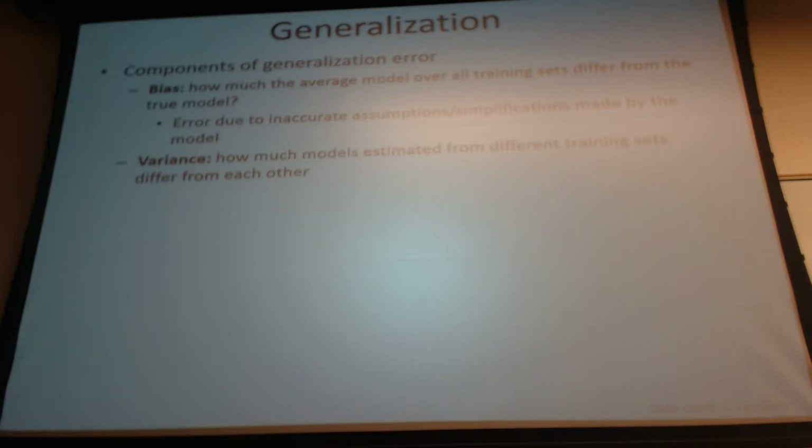So bias and variance are the mechanisms, the true errors of a machine, which cause the false positives and false negatives. Right? So false positives and false negatives are an effect that you observe, and the cause of that effect is bias and variance. So what are these? Bias means how much the average model over all training sets differs from the true model.